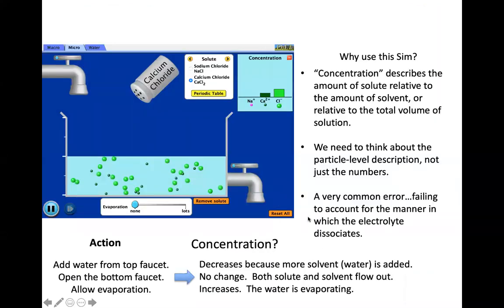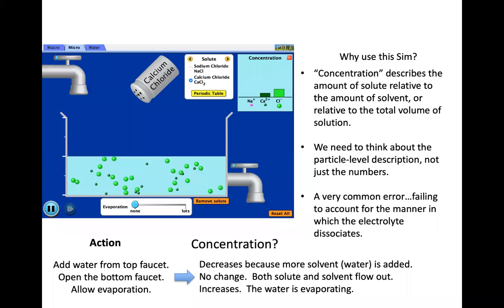Now, the reason I was setting this one up is that when we start to talk about concentration and put some numbers on it, a lot of times students just fixate on the numbers without thinking about what it means at the particle level. They don't think about what's in the beaker because they just see numbers and they begin to use them. So we're thinking about concentration as a description of how much of the solute is there relative to the solvent. We want to think about what's taking place in terms of the particles, not just the numbers.